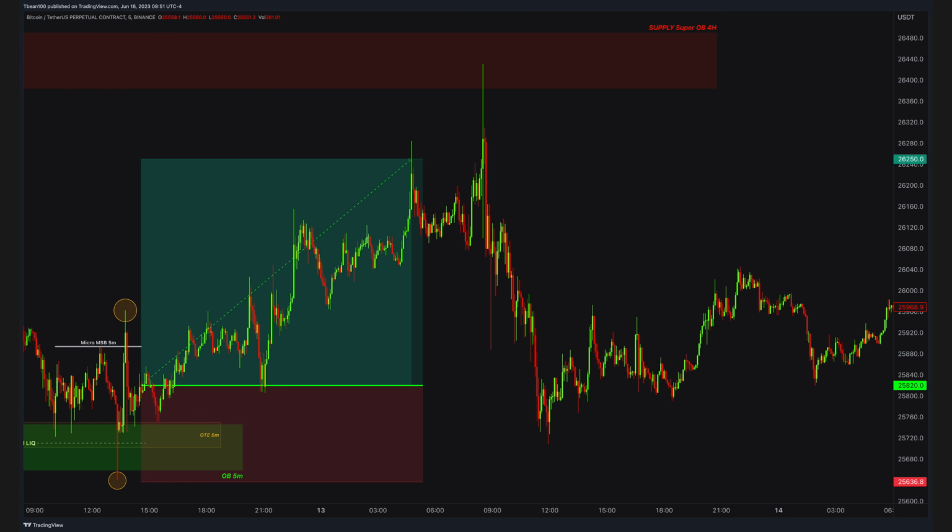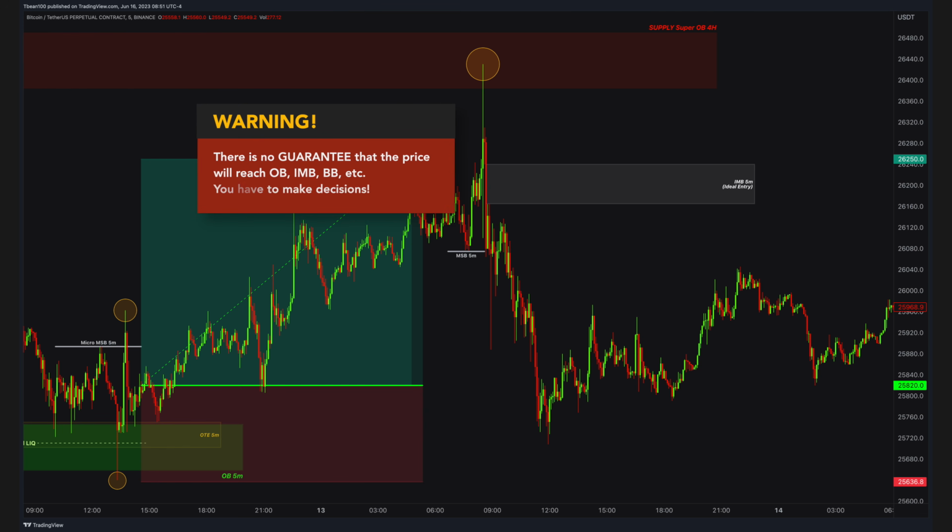The price reaches my 4-hour super order block. Then the insane reaction there entirely shifts the structure. Then it leaves this extreme imbalance behind, which was the ideal entry for me. However, is there a rule that says that it will reach to the imbalance?